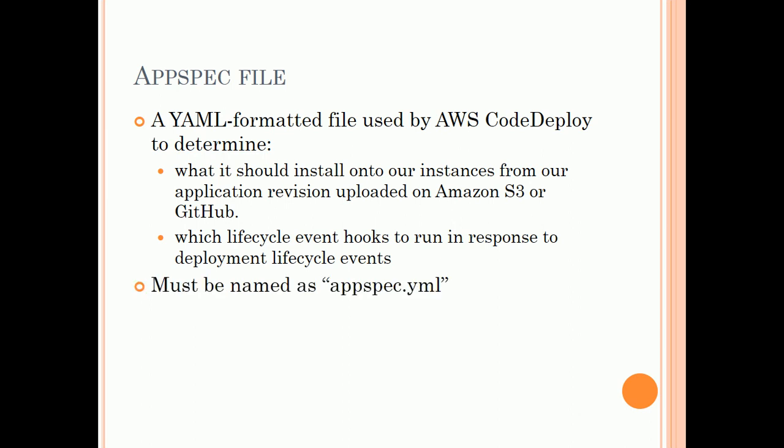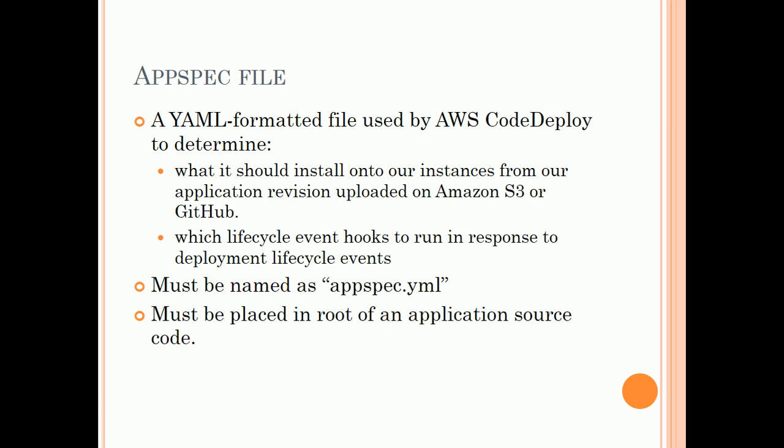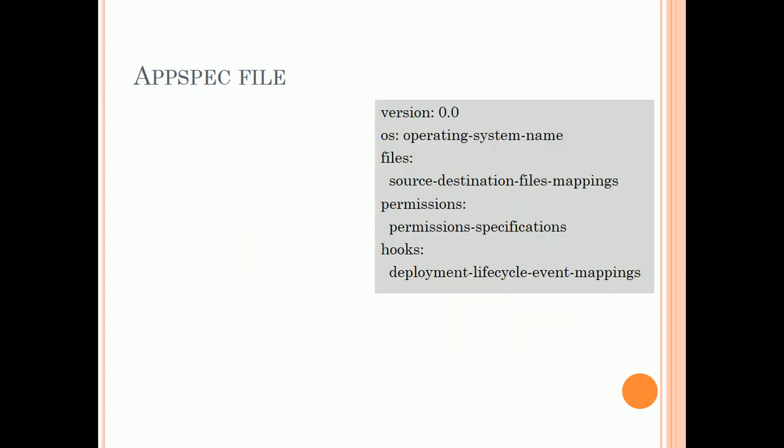It must be named appspec.yml and it should be placed in the root of the application source code. If it is not placed in the root of the application source code, the deployment will fail. So this is a must condition for the deployment to be successfully completed. Now let's see the structure of the AppSpec file.